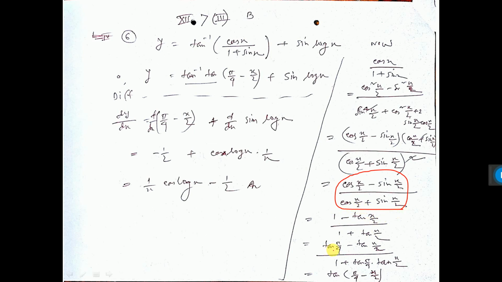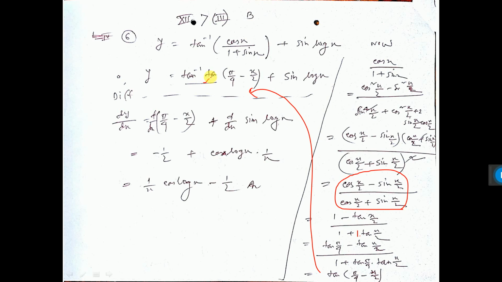Now in this one place you write tan pi by 4, that is 45 degree, value is 1, that is why. Tan x by 2 here. 1 plus, here an extra 1 you can write. In place of 1 you can write tan pi by 4. So tan a minus tan b by 1 plus tan a tan b formula, that is tan of a minus b. Tan of pi by 4 minus x by 2. So this one you write here. See, so y equals tan inverse tan of this plus sin of this.